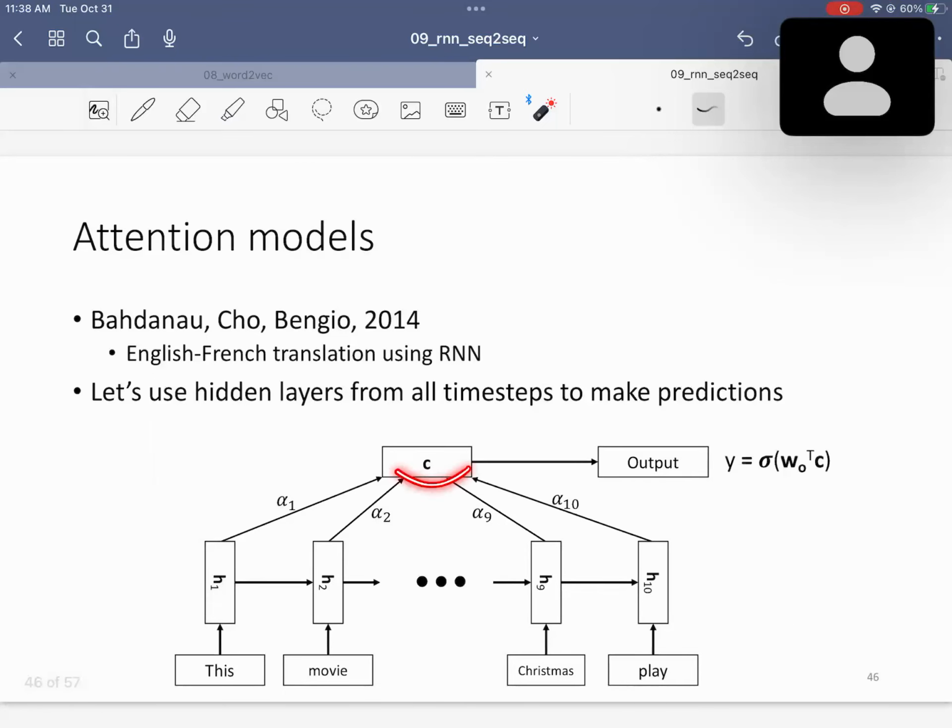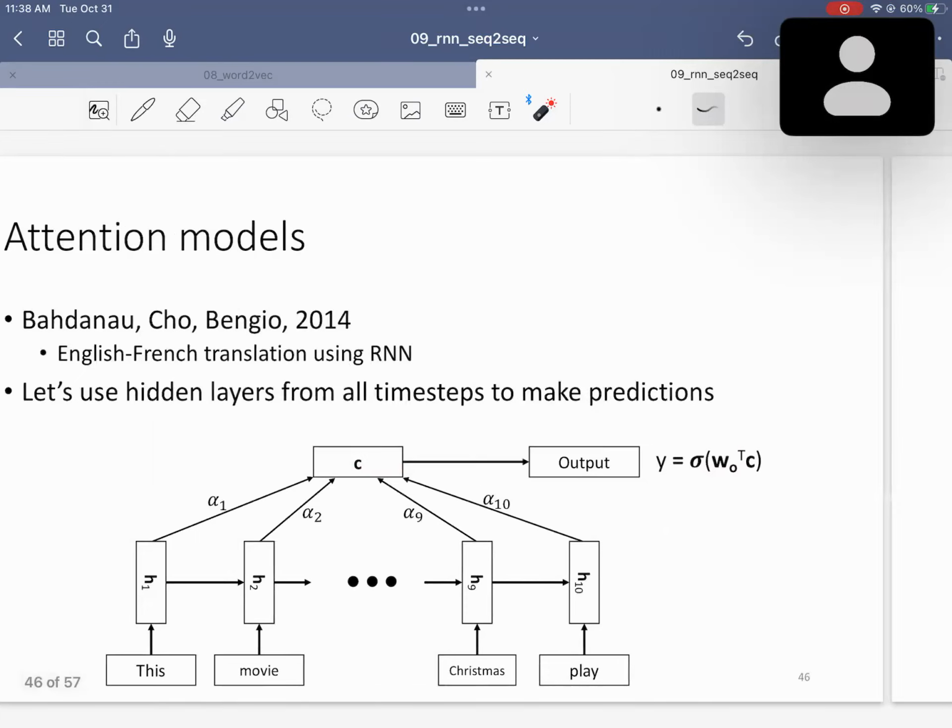Once you have the context vector, you plug that into a sigmoid here, and then you get a binary classification. This should be way more informed than simply using H10, because now C can see all the H's from all time steps. So you can actively use past information if necessary.